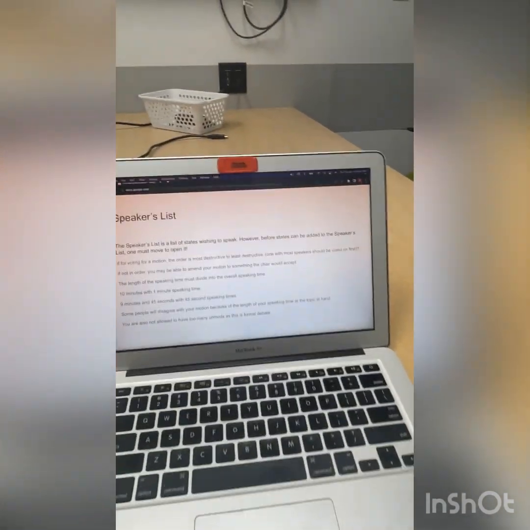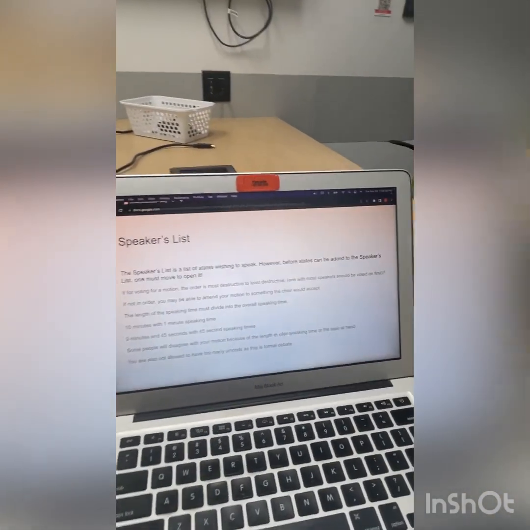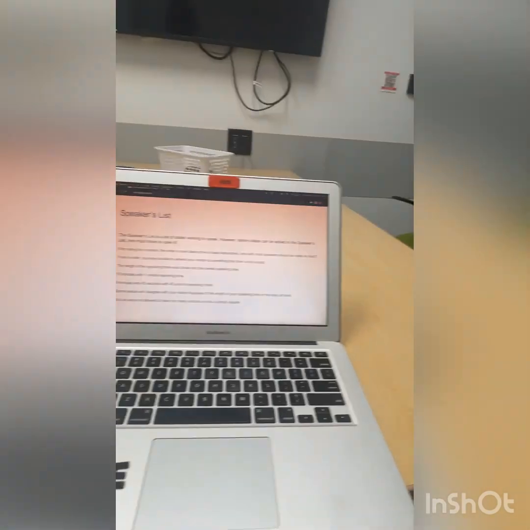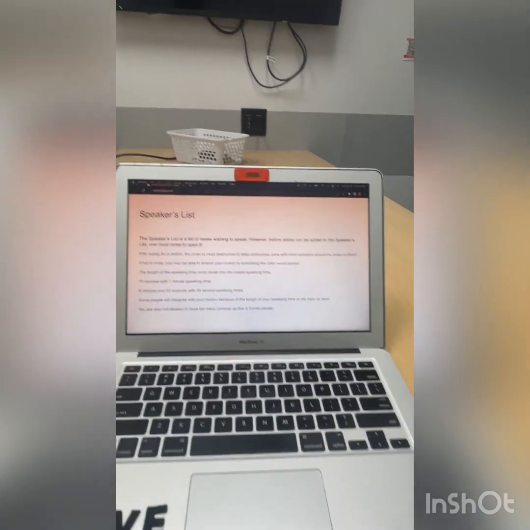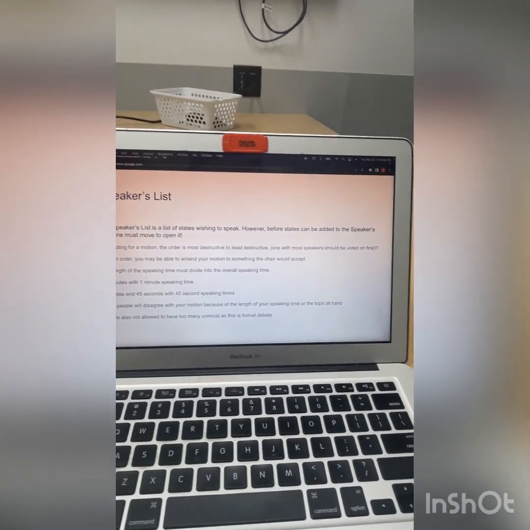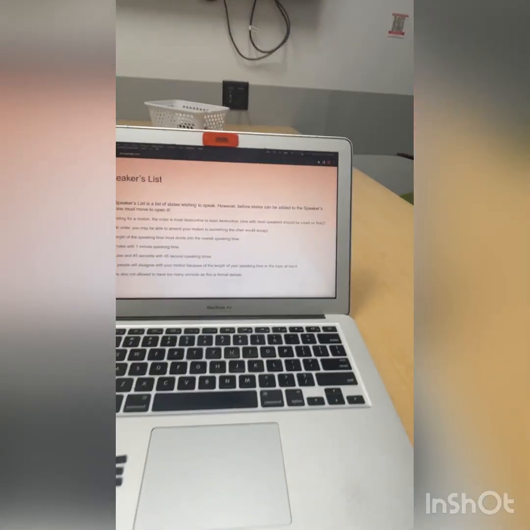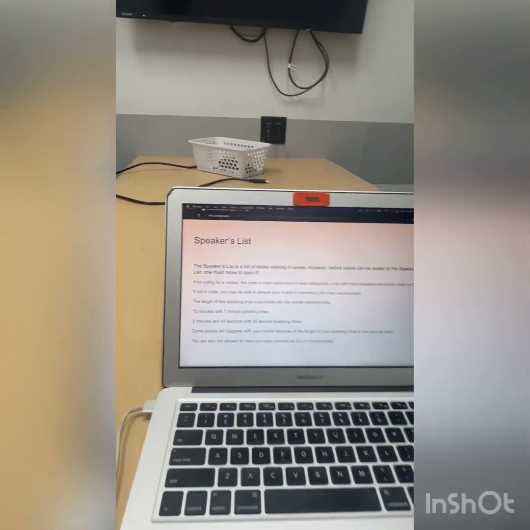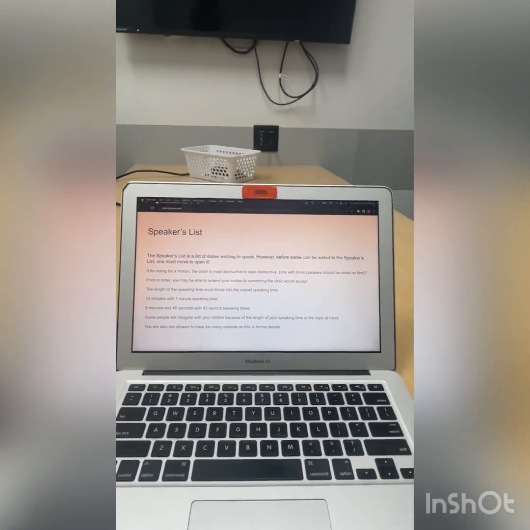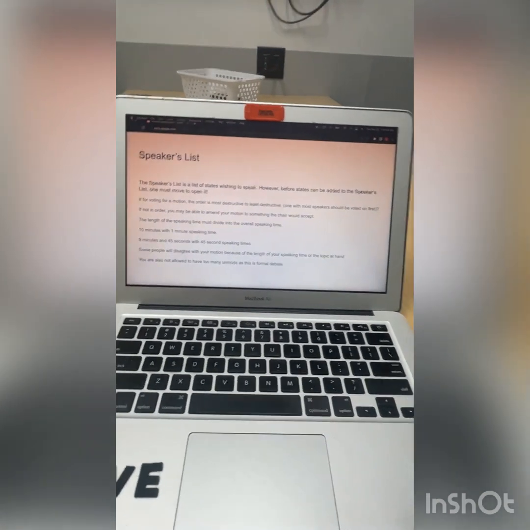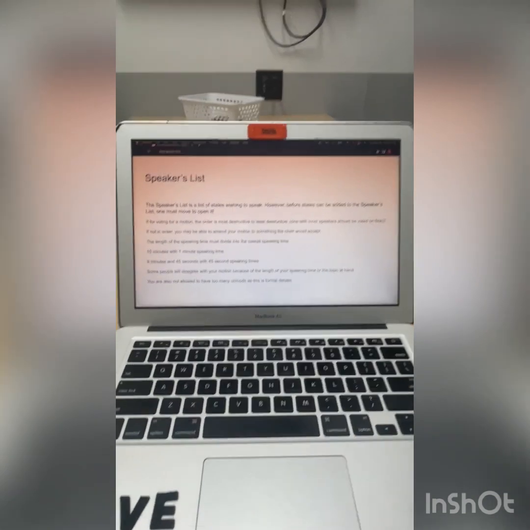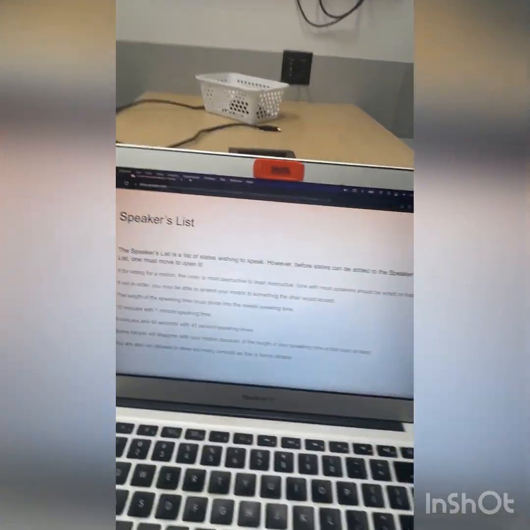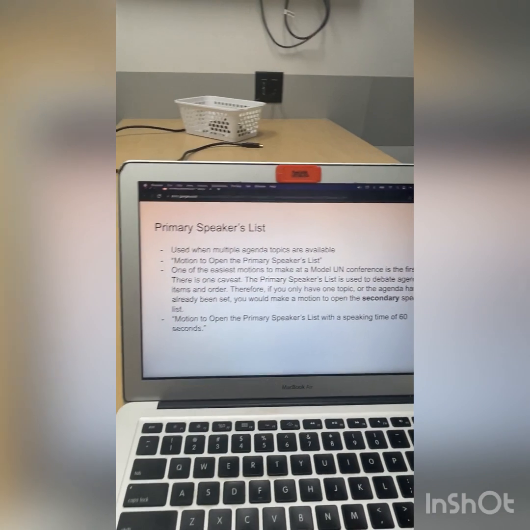Another example is 9 minutes and 45 seconds speaking time. That would work, and 45 seconds speaking time works as well. People might disagree with your motion because the length of your speaking time is too long or too short, and they need to move faster or slower into moving to the resolutions, or they want to kill time, or they don't need to kill time, depending on how fast the debate's going and how rigorous it is. And you are not allowed to have too many unmods, as I mentioned before, as this is formal debate.